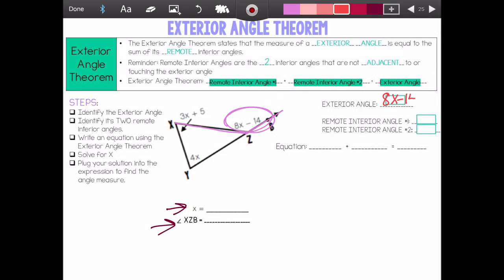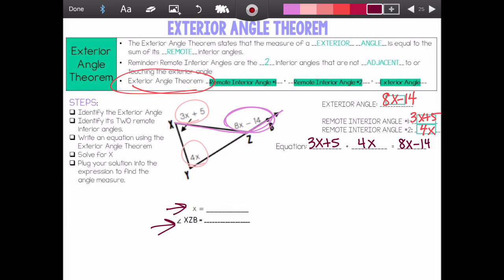8x minus 14. So which means our interior angles are 3x plus 5. That's one of them. And our second one is 4x. Alright, so I'm going to take that information, I'm going to plug it into the triangle theorem equation, and it'll look like this. So 3x plus 5 plus 4x has to equal 8x minus 14, which is the exterior angle.